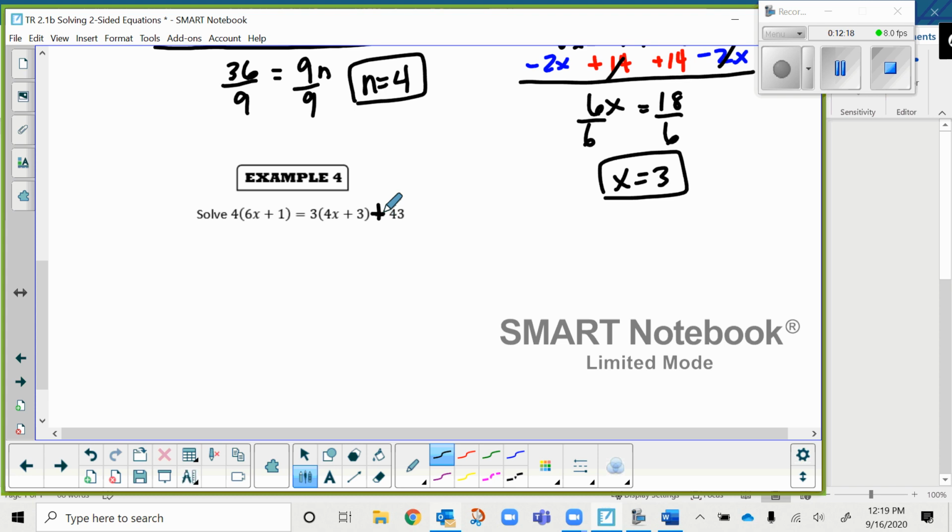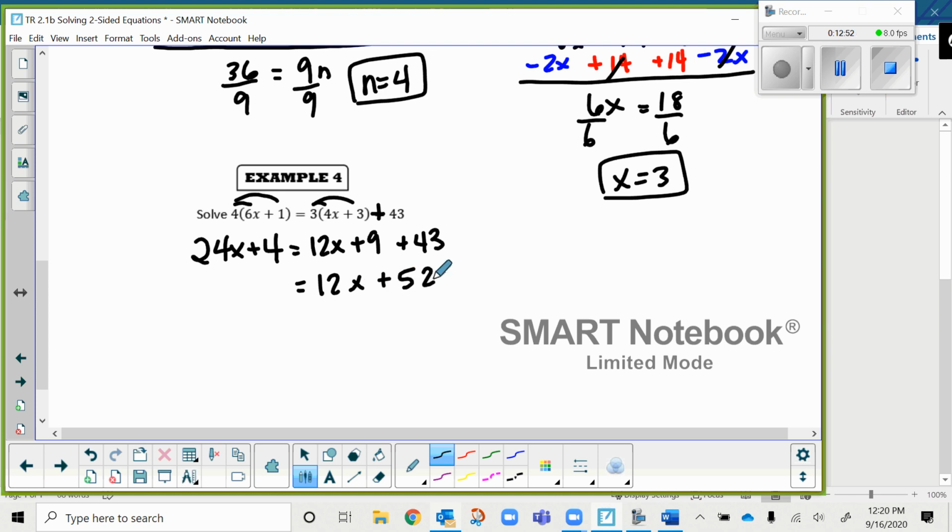So there's two distributive properties, one on the left side of the equation, which gives me 24x plus 4, and one on the right side, which gives me 12x plus 9, and then plus 43. So combining like terms is the B part for step 1, and that only needs to be done on the right side, the 9 and the 43. So that's 12x plus 52, and on the left is 24x plus 4.